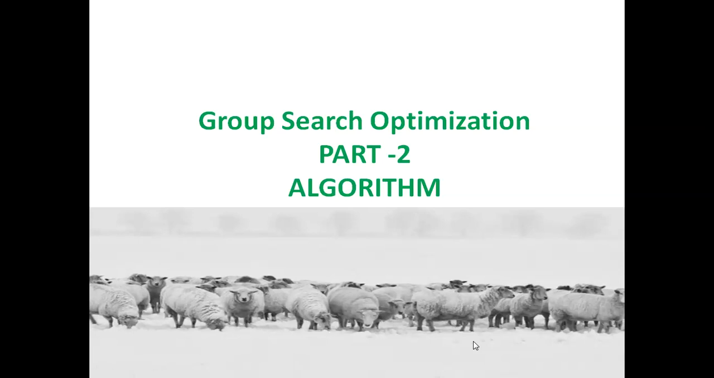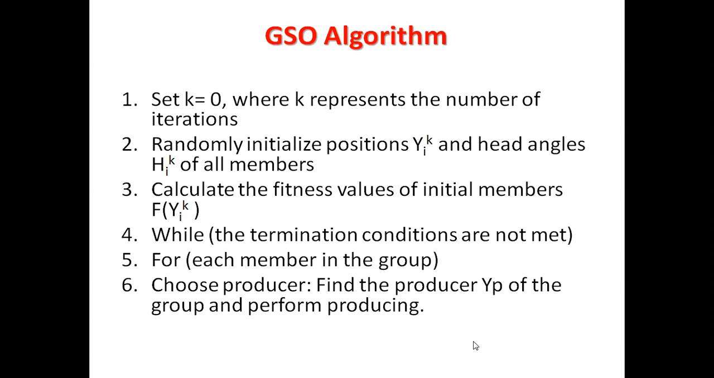Hello friends. In the second part of our group search optimization video, we are going to elaborate the algorithm of group search optimization. What we have to do is find out the number of iterations that we want to apply, say for the termination condition, and randomly initialize each member's current position and head angles. Suppose we have 10 members, then i will be from 1 to 10, and K will be the number of iterations that we want to apply.